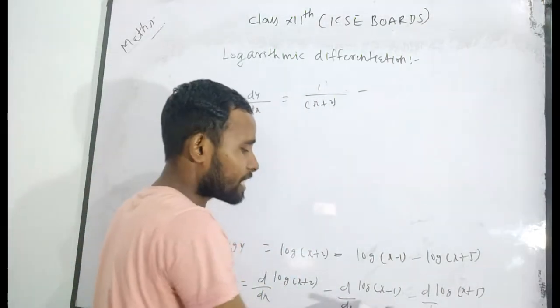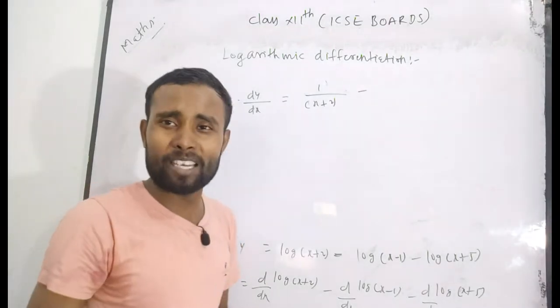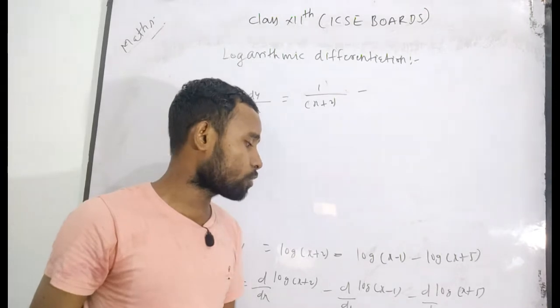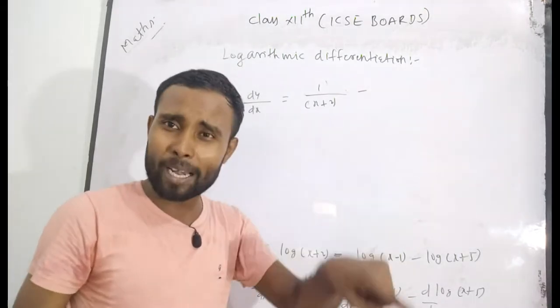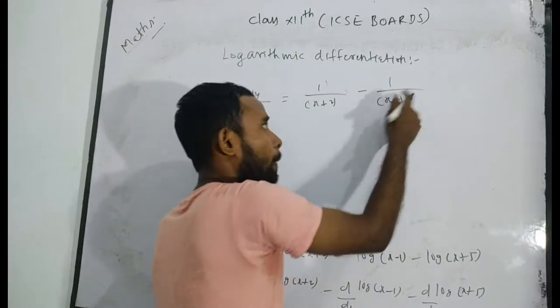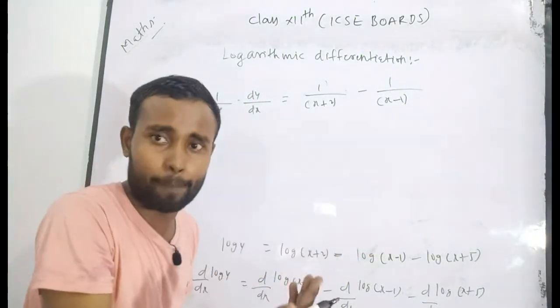Minus the derivative of log(x-1) with respect to x. You cannot differentiate it directly with respect to x. So firstly differentiate log(x-1) with respect to x-1, which will be 1 upon x-1. That means minus 1 upon x-1. And again you have to differentiate x-1 with respect to x, which will be simply 1.